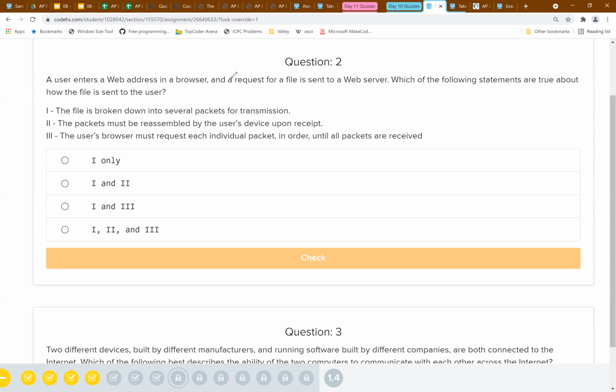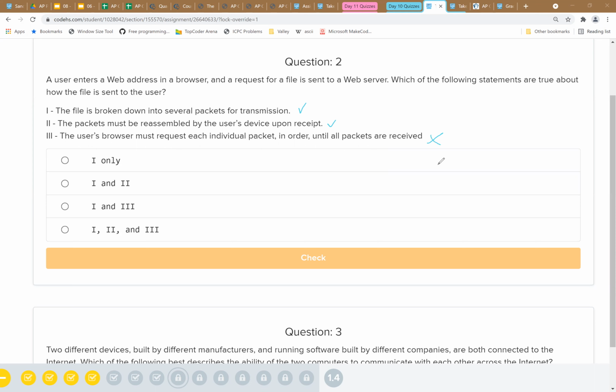So let's look at each of these individually. Must the file be broken down into several packets? Yes, that's definitely true. Anytime we send any message, we're going to want to do a breakdown. Must the packets be reassembled on receipt? Also, yes, we do need to make sure that they get put back together in order. Now, is the user's browser going to request every single packet one at a time? No, absolutely not. That would take much longer.